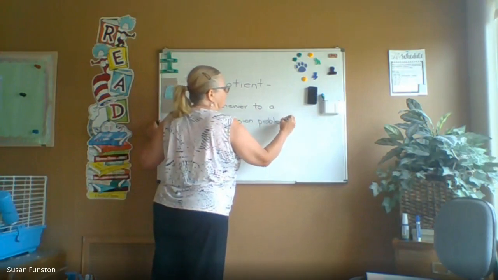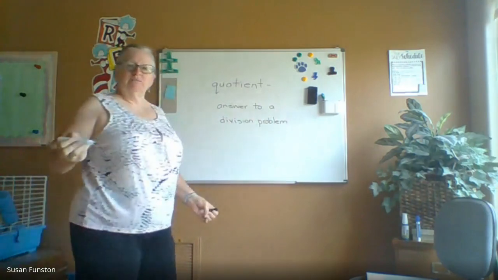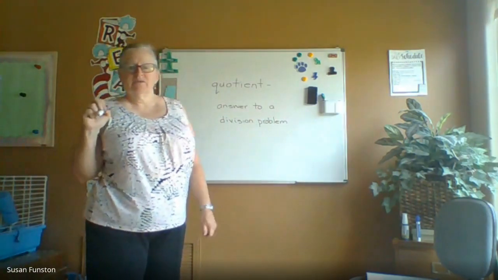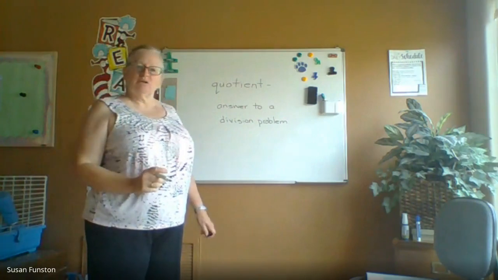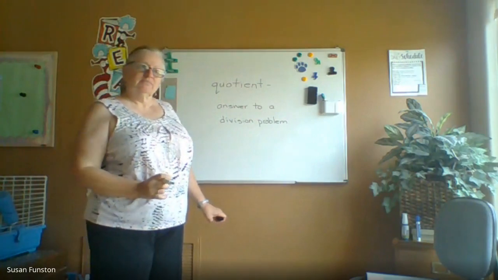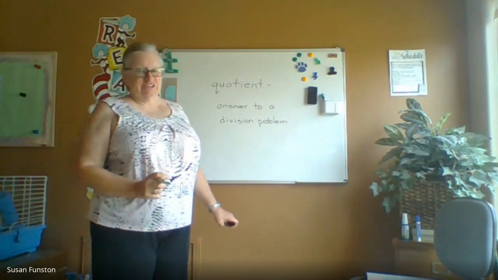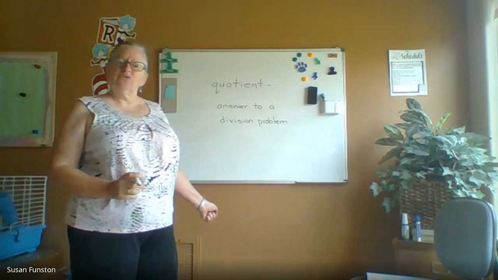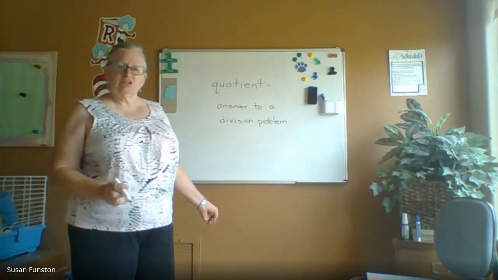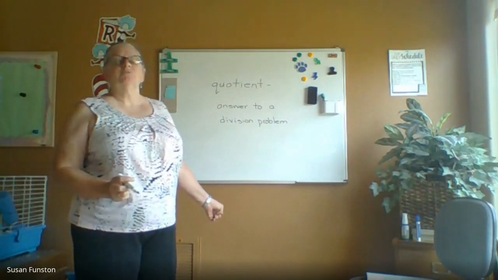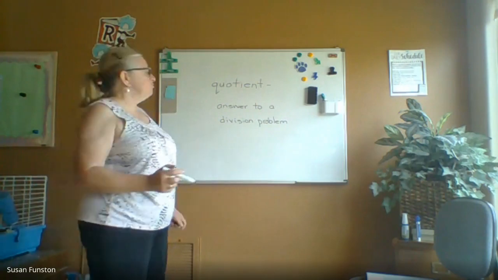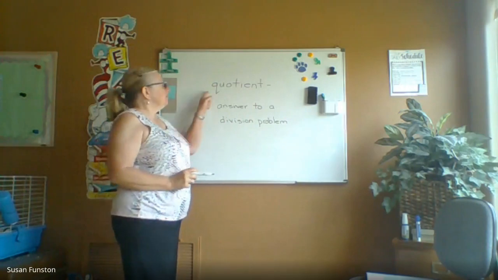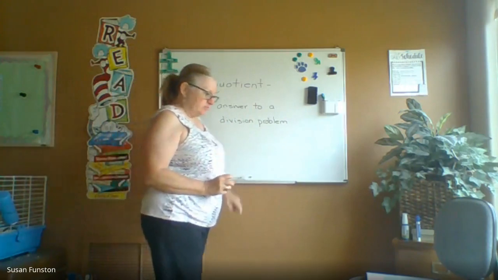Just like we have a name for the answer to an addition problem. Do you remember what that one is? Right, it's the sum. How about the answer to a subtraction problem? The difference. I don't know if we talked about this yet, but we do have a name for the answer to a multiplication problem, and that is the product. So if I'm asking you for a quotient, you automatically know that I want to divide, because that is the answer to a division problem.